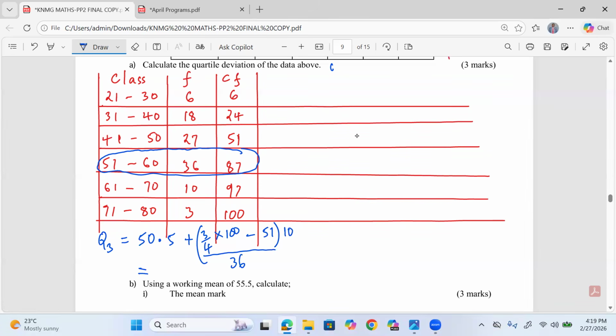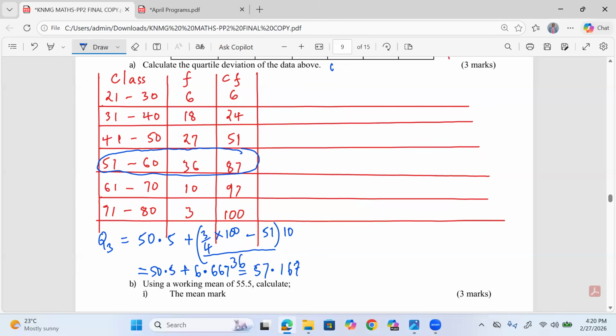So I take 75 and subtract 51. Then I multiply by 10 and divide by 36. That gives me 6.666 recurring. So I'll have 50.5 plus 6.666 recurring. To 4SF, I can round it off like that, and I add 50.5. So I'm getting 57.17, or 57.167. That is our Q3.